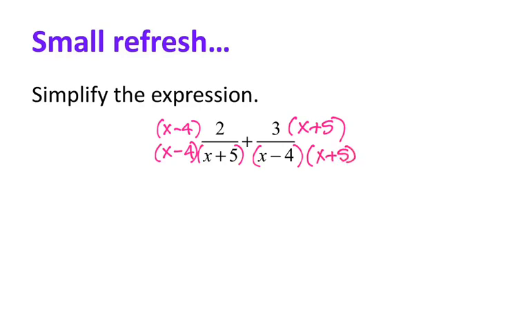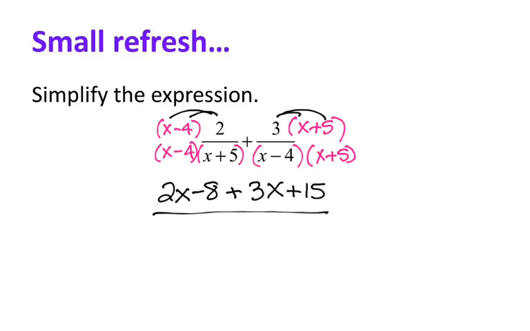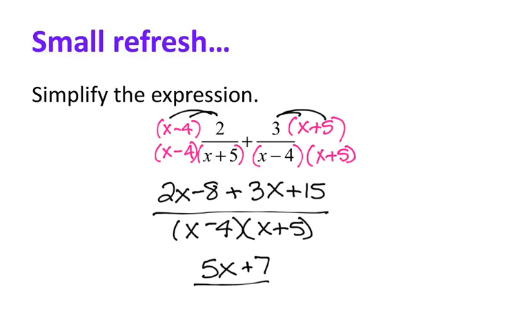Now from here, I'm going to go ahead and distribute the 2. That gives me 2x minus 8, plus, distributing the 3, 3x plus 15. And that is all over my common denominator of x minus 4 times x plus 5. I can combine like terms, so that is 5x plus 7 over my common denominator of x minus 4 times x plus 5.